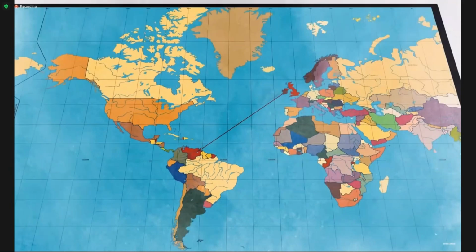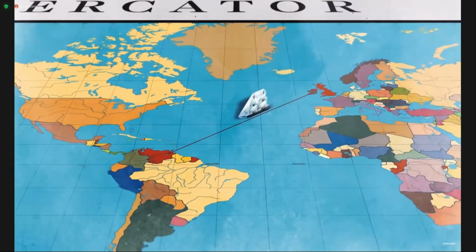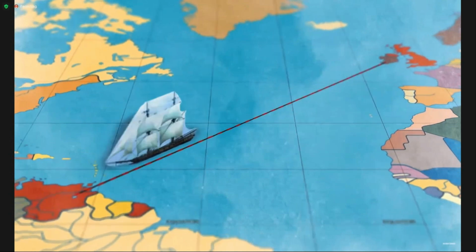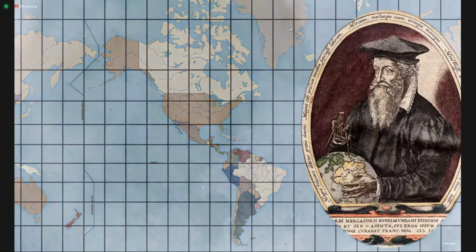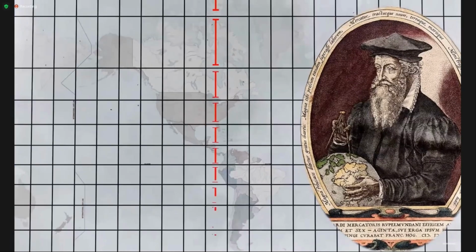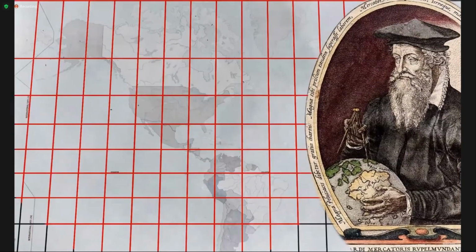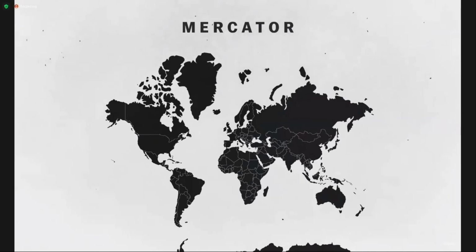Gerardus Mercator, who created the projection in the 16th century, was able to preserve direction by varying the distance between the latitude lines, and also making them straight, creating a grid of right angles. But that created some other problems. Where the Mercator fails is its representation of size.